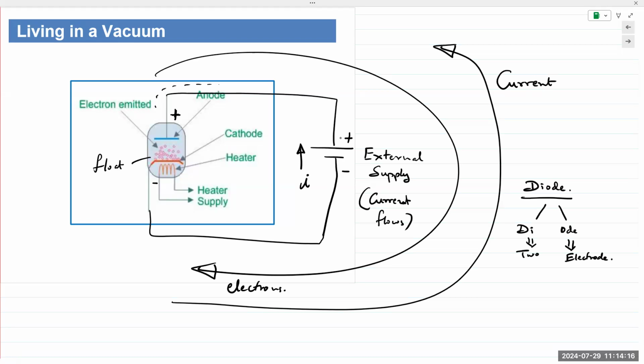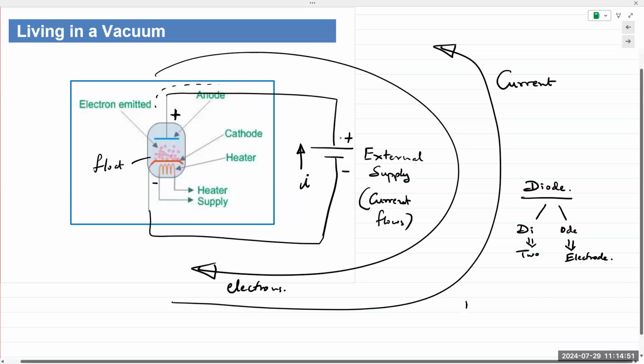Then researchers inserted one more electrode inside the tube. 3 electrodes, triode. Then you have 4, quadrode, pentode, hexode, and so on and so forth. There were vacuum tubes with like, I think 9 or 10 electrodes, probably even more than that. Okay, so the earliest electronic computers used vacuum tubes. The most famous one of them is known as the ENIAC.